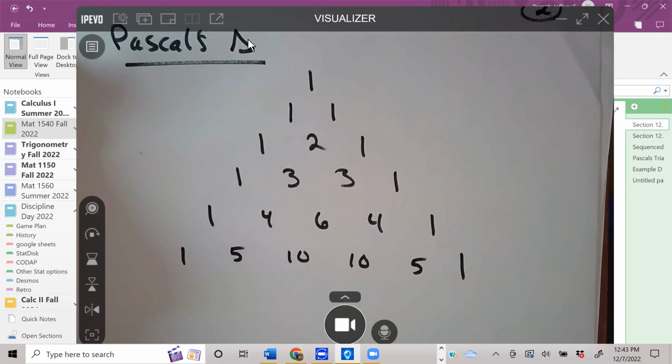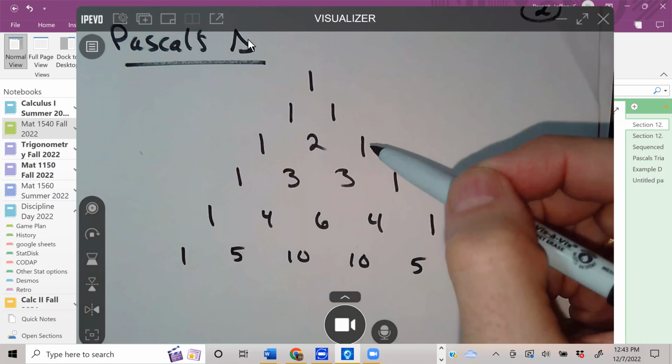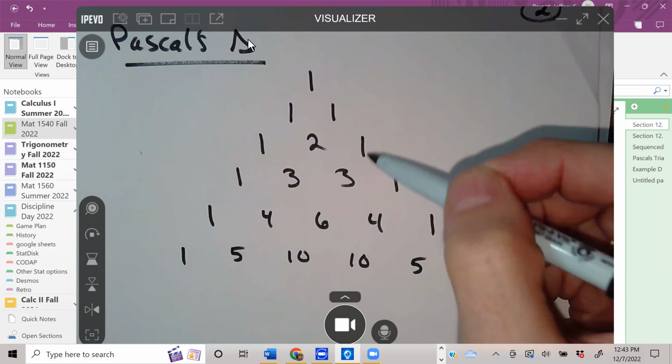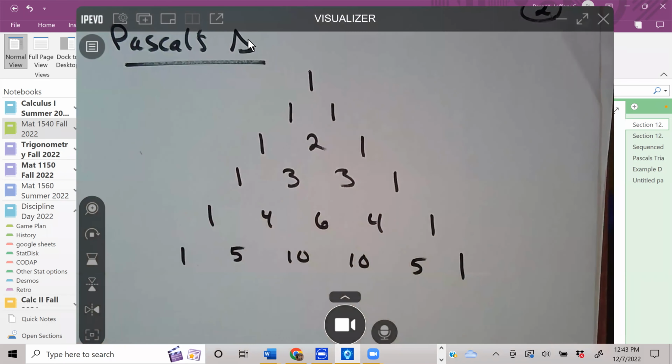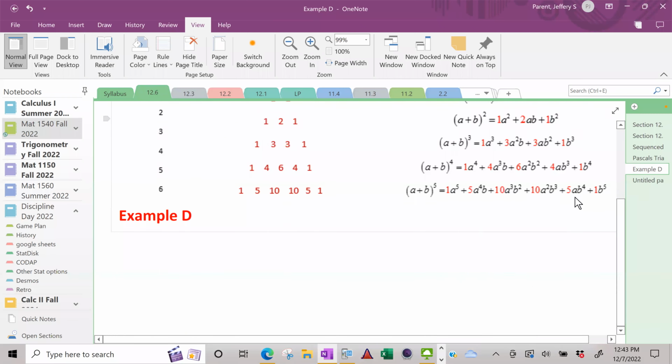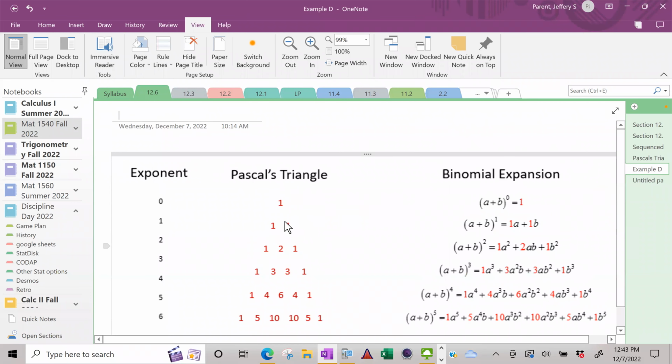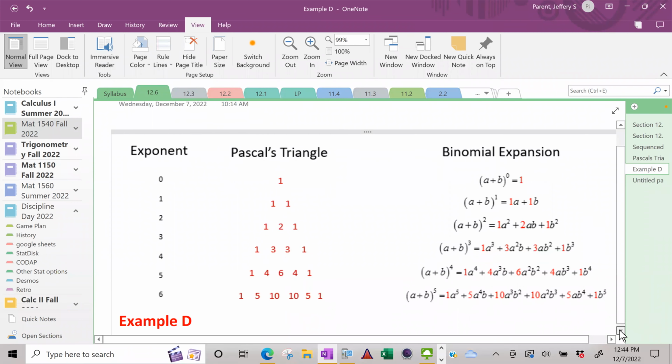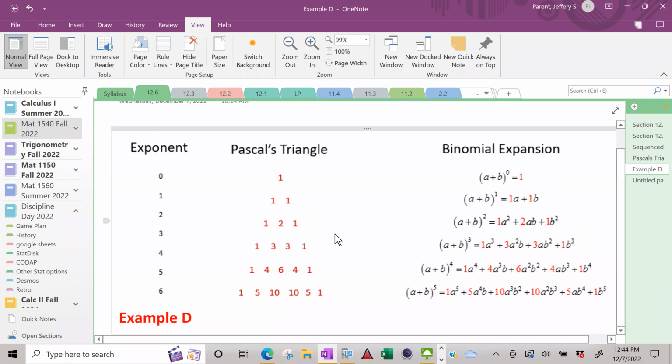But a good question to ask is, well, what's the significance of all this stuff? And the significance is that these are the coefficients you get when you expand a plus b to the n. So let's take a look at that. Here we go. If you take a look at Pascal's triangle here on the left and compare it to your binomial expansion on the right, you should see a nice correspondence in the coefficients here.